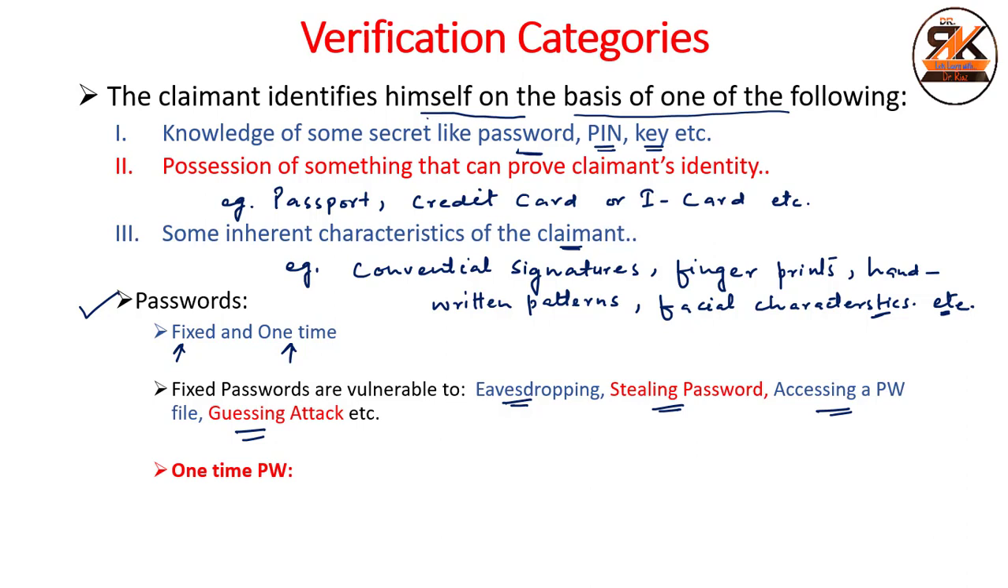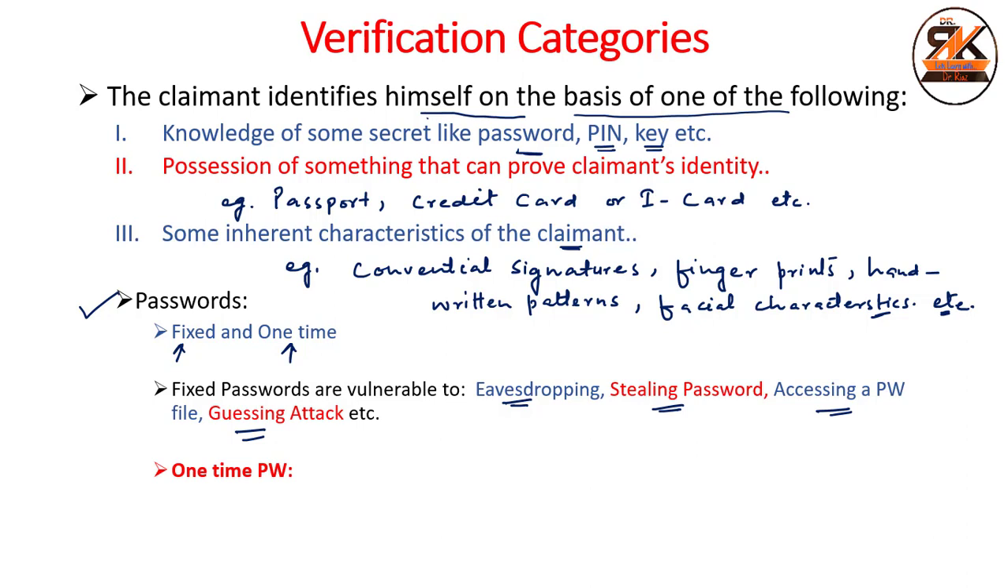So that is what we call eavesdropping of the password. Then the next attack that can be performed on the fixed password is the stealing of the password. A password can be stolen by an attacker if it is written somewhere in your system, or maybe in your notebook. To overcome this attack, the user usually remembers the password.